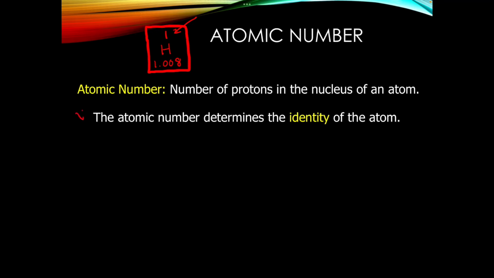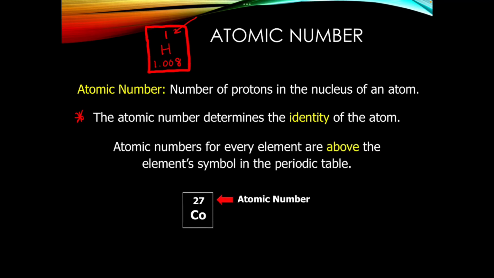The atomic number is really important because it tells you the identity of the atom. Anything that has 1 proton is always going to be hydrogen. If it has 2 protons, it's helium, right? If it has 3 protons, and so on and so forth. The number of protons tells you which atom it is, okay? So here's another example. If we look at cobalt, that atomic number is going to be on the top. Cobalt is atomic number 27. So that's telling you that cobalt has 27 protons.